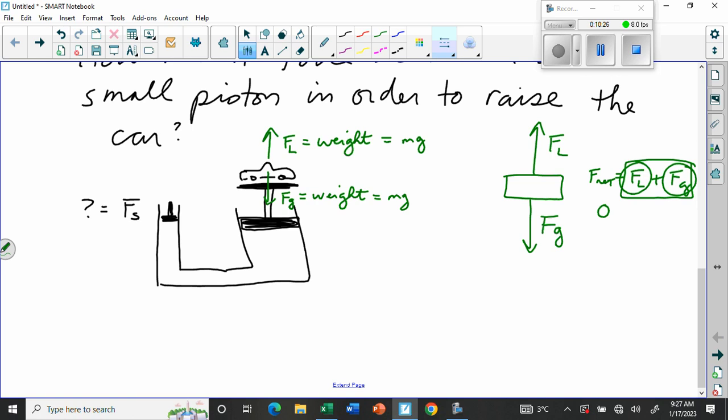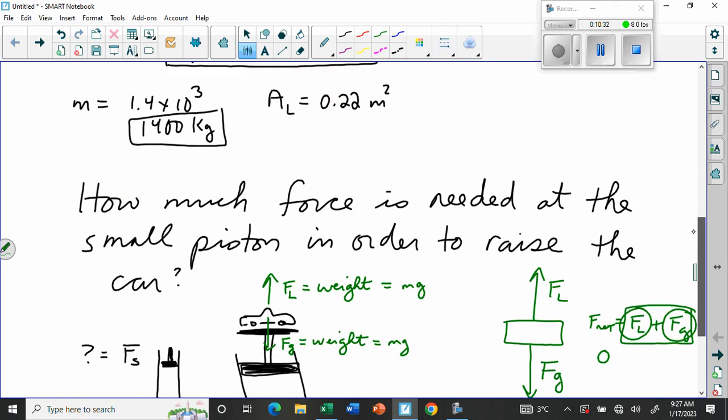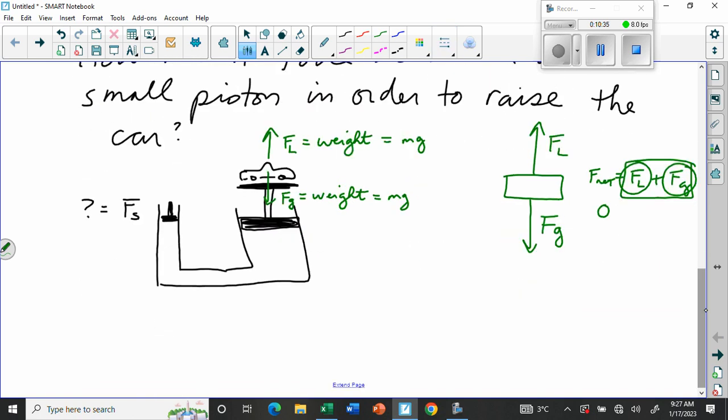So now I know what the force is that I need at the large piston, because I know what the mass of the car was. Remember, it was 1,400 kilograms. So I know that this has to be 1,400 multiplied by 9.8. So that's an easy thing to figure out. The weight. When you're lifting things, always think about weight and always think about the force of gravity. So that means there's a force of 13,720 newtons, fairly large force necessary. Okay.